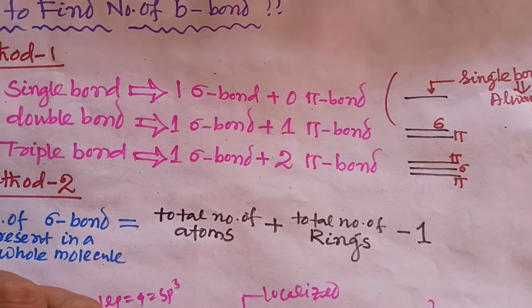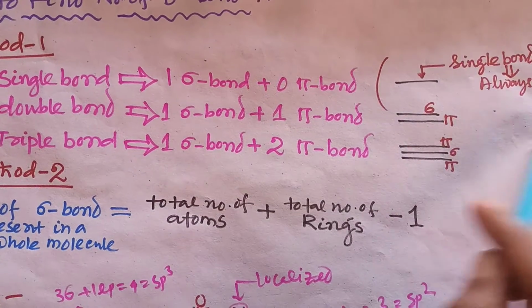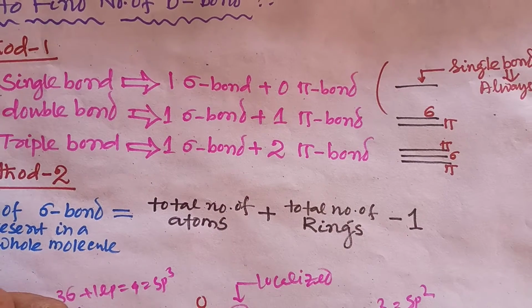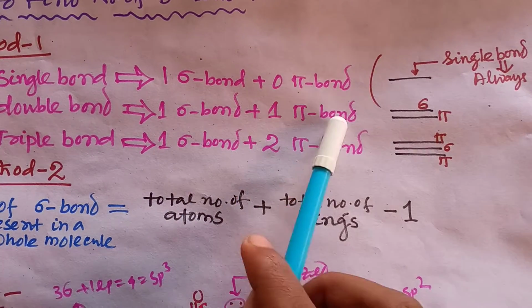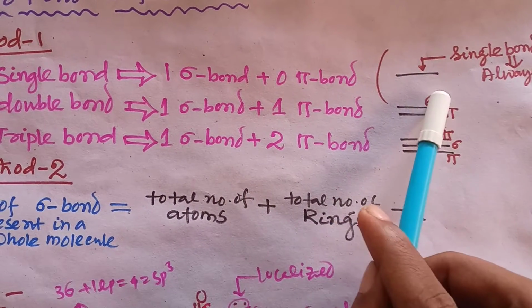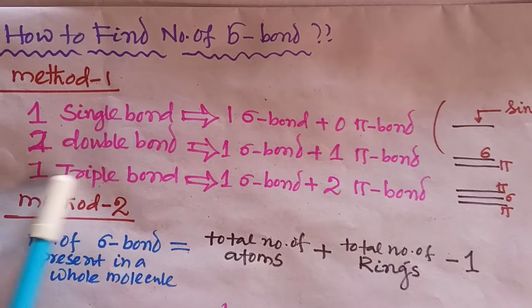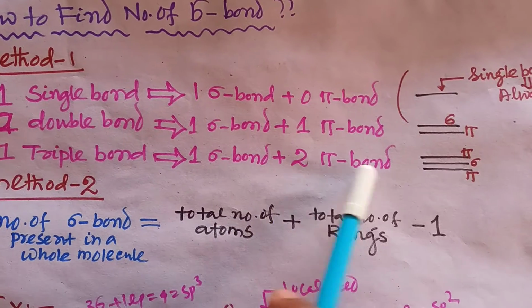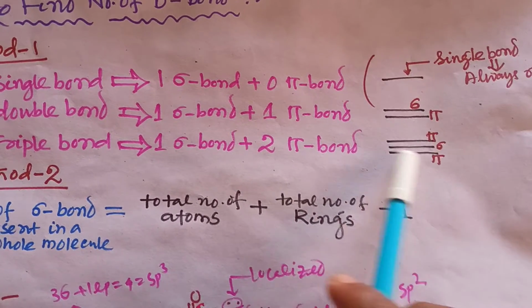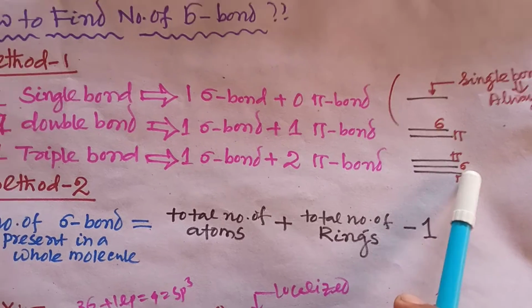That means wherever you see a single bond, that single bond is always a sigma bond. Wherever you see a double bond, it contains one sigma bond and one pi bond. This is a double bond, so one is a sigma bond and another is a pi bond. Whenever you see a triple bond, you have one sigma bond and 2 pi bonds. Here it is a triple bond, so this one is the sigma bond and these two are pi bonds.